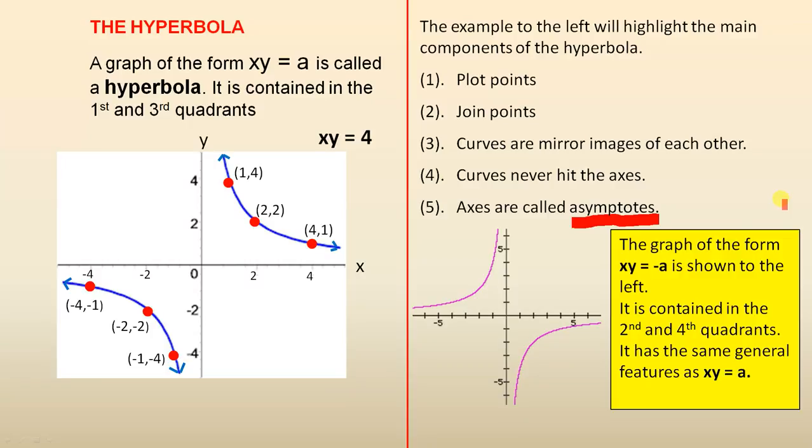The graph of the form xy equals minus a is shown to the left. That's this one here. It is contained in the second and fourth quadrants. It has the same general features as xy equals a. So they're mirror images of each other, and we still have the asymptotes.